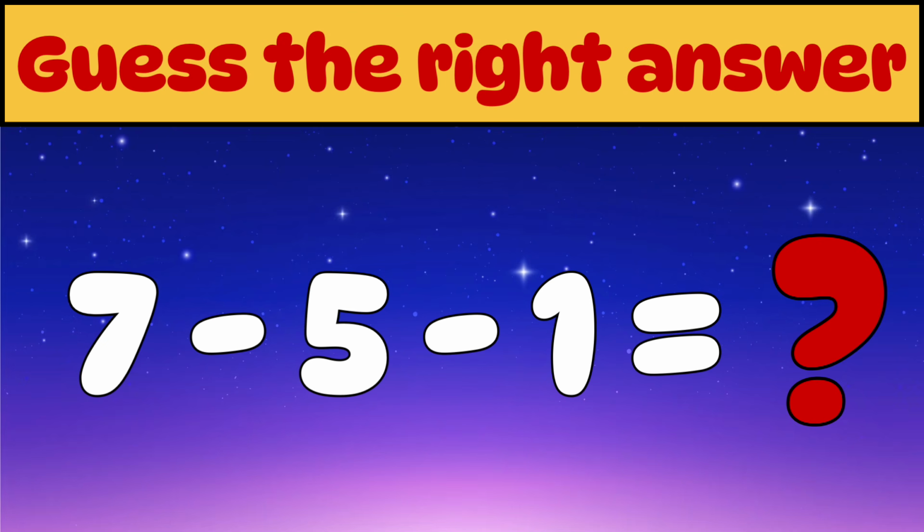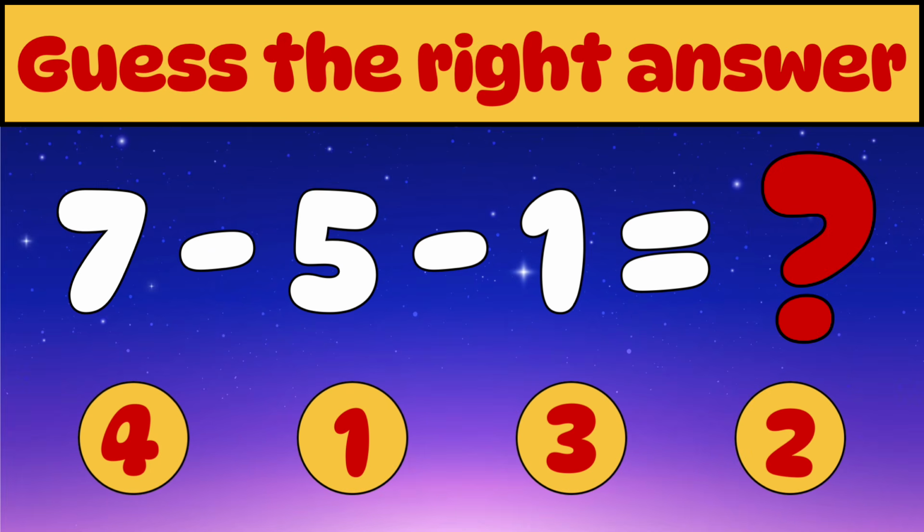7 minus 5 minus 1 equals. Can you guess the correct answer? Here are the options. 4, 1, 3, maybe 2. Think carefully.